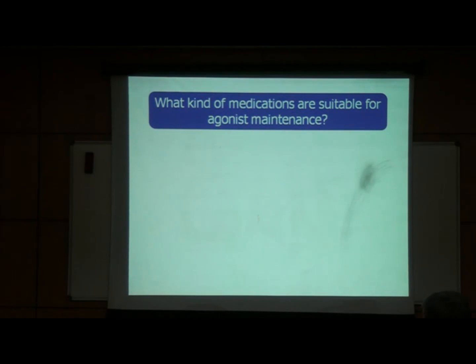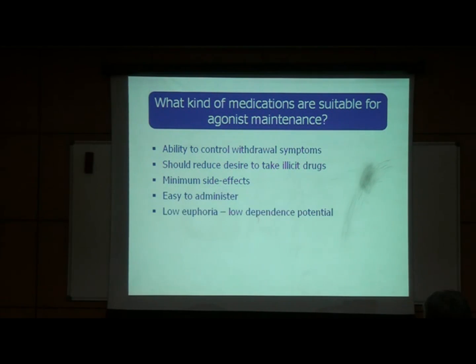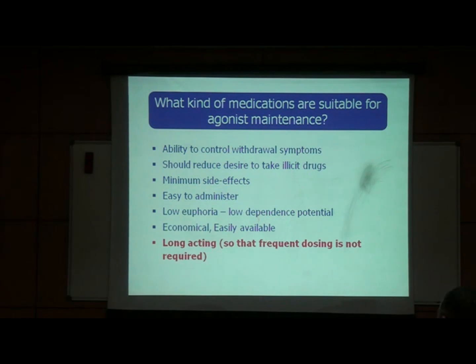So what kind of medications are suitable for this kind of treatment? So this is our principle. The medication should have these characteristics. एक तो उसके withdrawal symptoms ठीक होने चाहिए. It should also address the craving, the desire to take drugs. It should be easy to administer. It should be safe and easy, and have minimum side effects of its own. Should be economical, and this is the most important part: it needs to be long-acting.